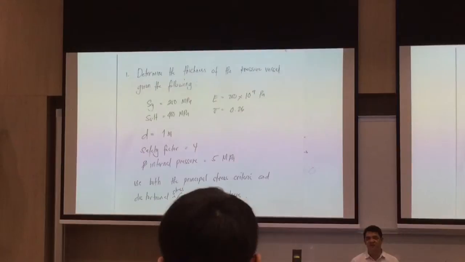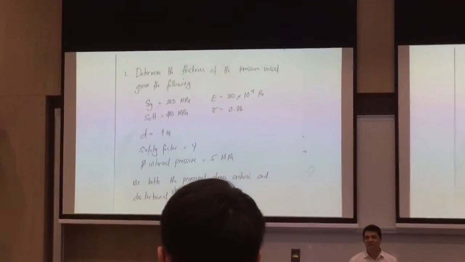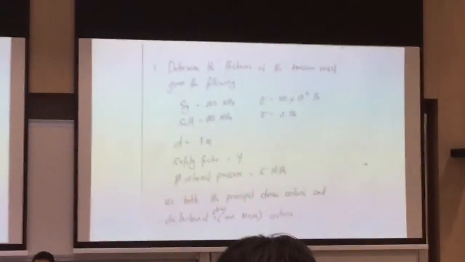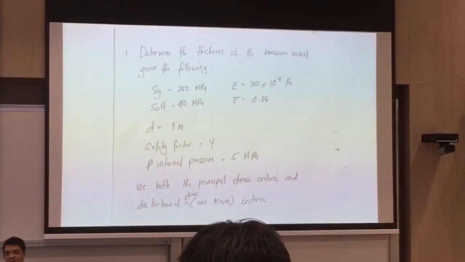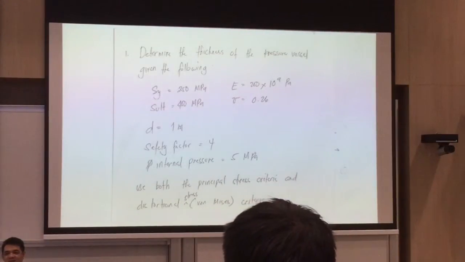It will be a function of P, yes? Now, if you're looking at the principal stress criterion, then you're going to use the ultimate strength divided by the safety factor. So that S1 should be less than or equal to that working stress. And then you can get P. How about that? Okay?